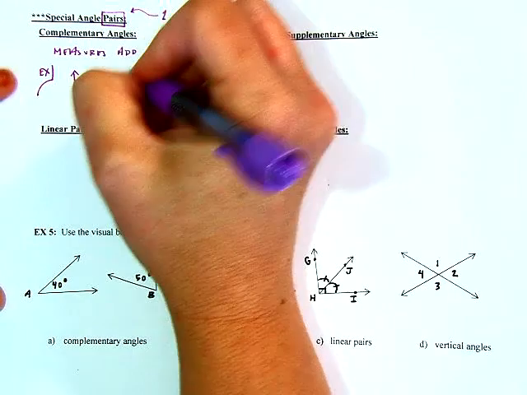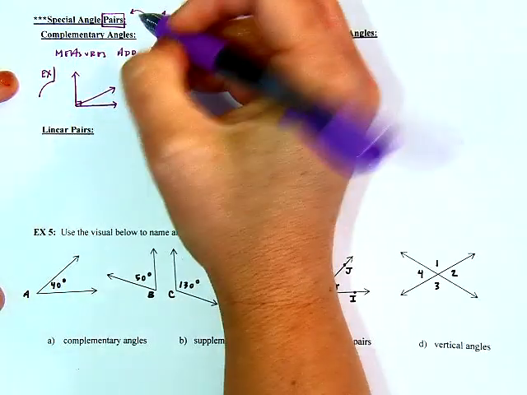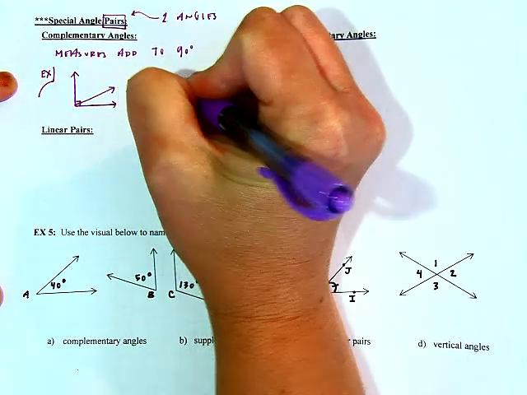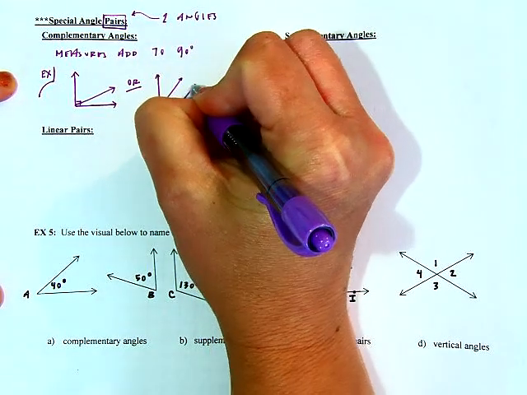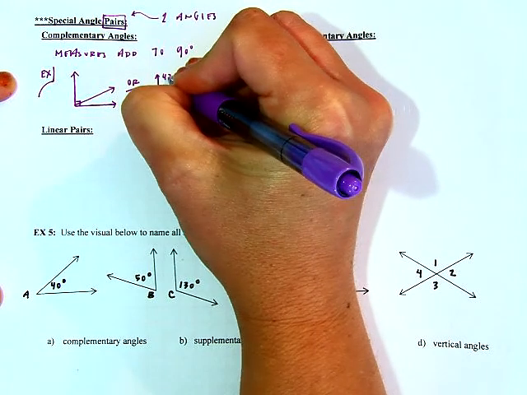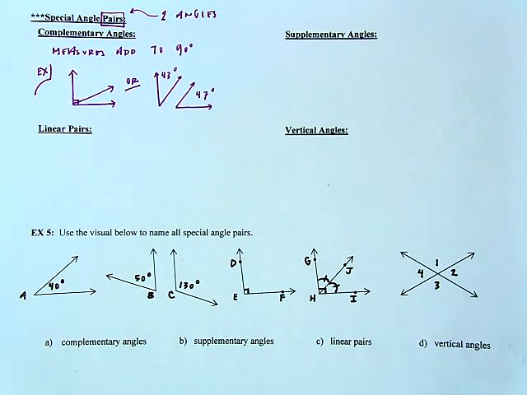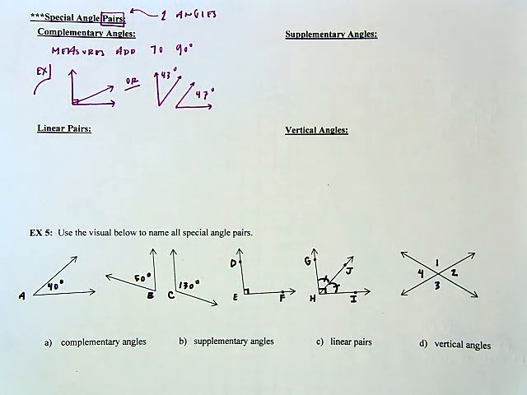Okay, but another way I could draw it, they don't have to be connected like this. I could draw an angle that looks like this, and an angle that looks like this. Let's say that this angle is 43 degrees and this one is 47. Right, those two angles would add up to 90 degrees. Their measures would add to 90 degrees. So those are also complementary angles. One angle is the complement of the other. Together they add up to 90 degrees.